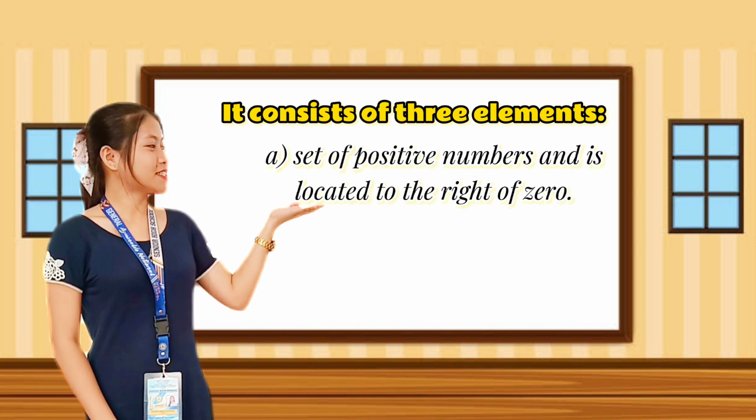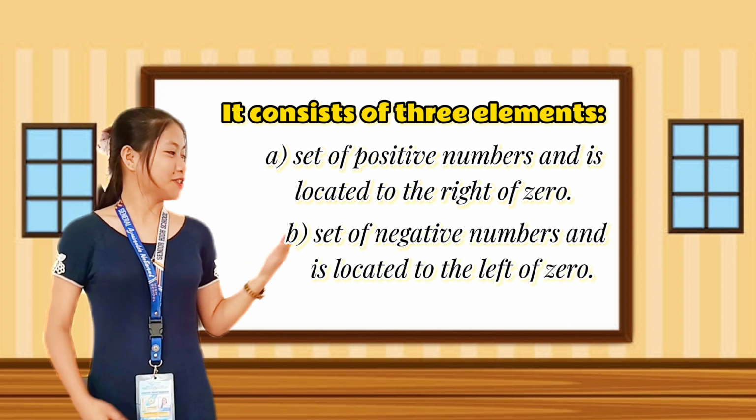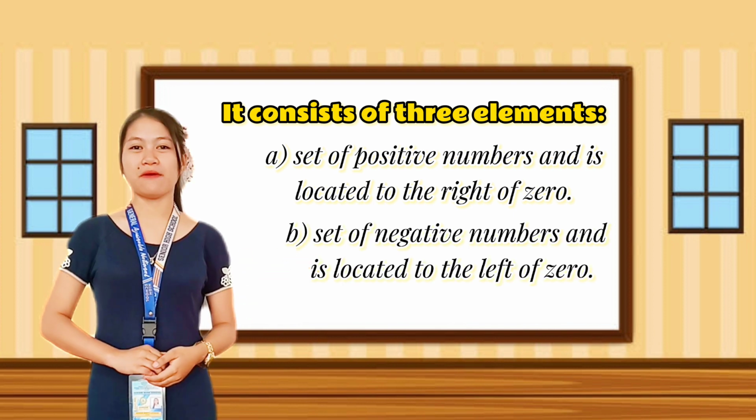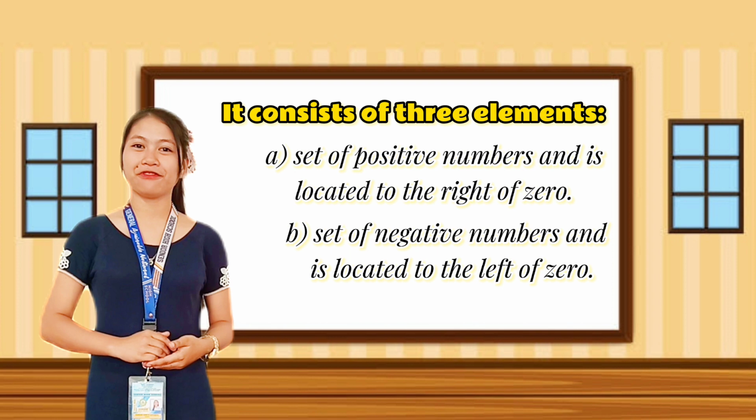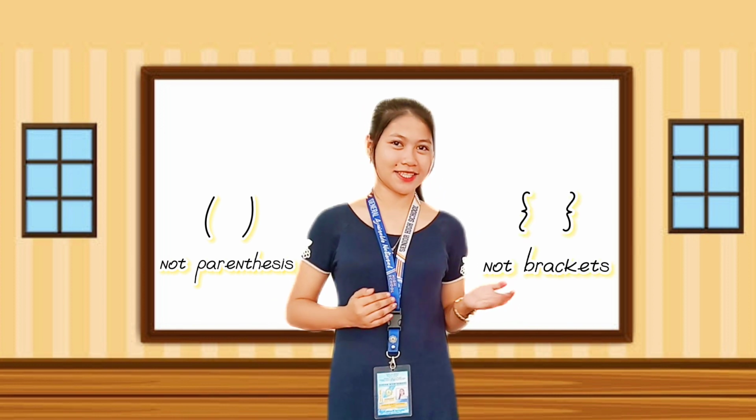Letter A, the set of positive numbers, is located to the right of zero. Letter B, the set of negative numbers, is located to the left of zero. And letter C, zero. But take note that the absolute value notation is bars, not parentheses or brackets.